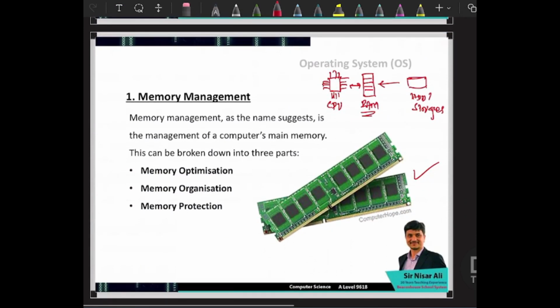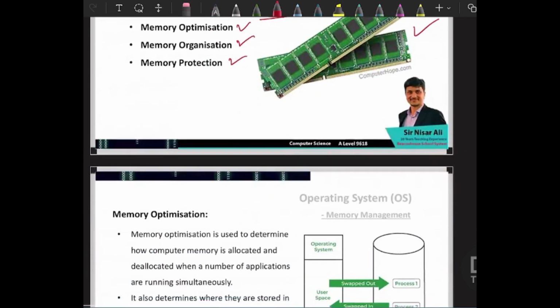So memory management requires three important parts. इस memory management में हमें तीन काम करने पड़ते हैं. One is memory optimization, means कि operating system को करने पड़ते हैं. The second is memory organization, and third is memory protection. इन तीन methods के ज़रिए से, इन तीन की responsibility के ज़रिए से the memory management task is accomplished.